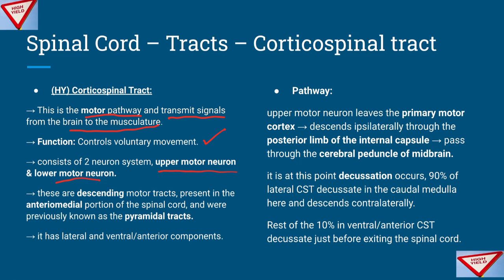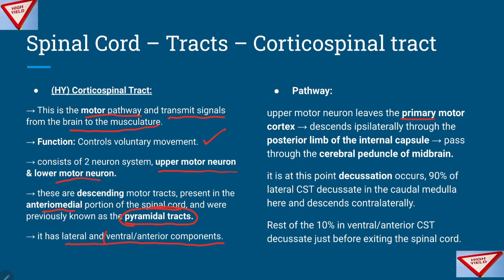So these are descending motor tracts, and they are present in the anterior medial portion of the spinal cord, and previously they were known as the pyramidal tracts. It has lateral and ventral anterior components. Ventral or anterior, it's basically the same thing. Dorsal posterior, ventral anterior.